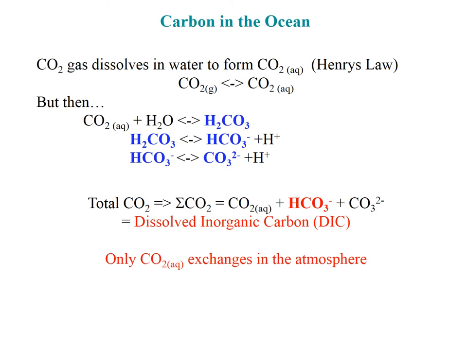Because only this CO2 can exchange with the atmosphere, if we can change the relative proportions of aqueous CO2 to bicarbonate to carbonate, that means we can change what the atmospheric CO2 concentration is. Because there's so much more carbon in the ocean than in the atmosphere, the ocean really determines what the atmospheric concentration is. So if we start to acidify the ocean, so there's proportionally more CO2 than bicarbonate, that means there'll be much more aqueous CO2 that can exchange with the atmosphere. So the CO2 concentration in the atmosphere will go up.